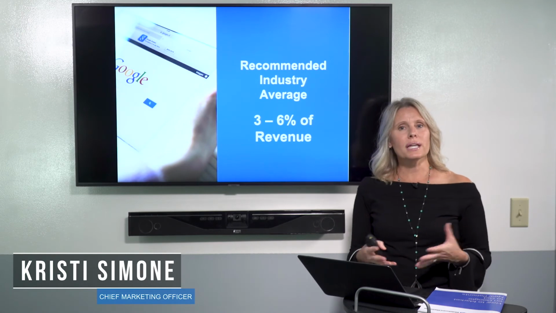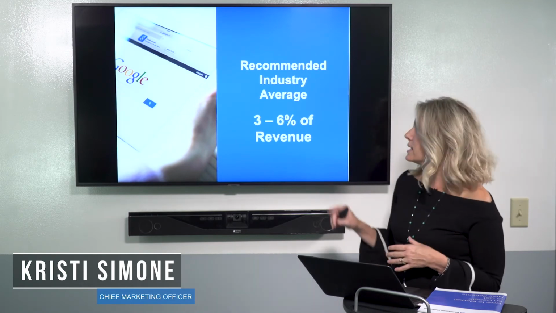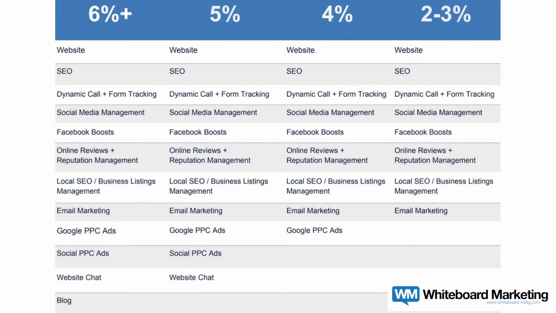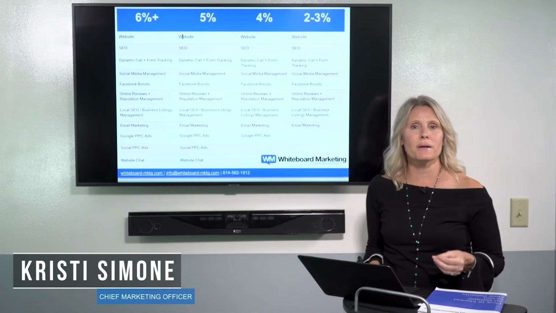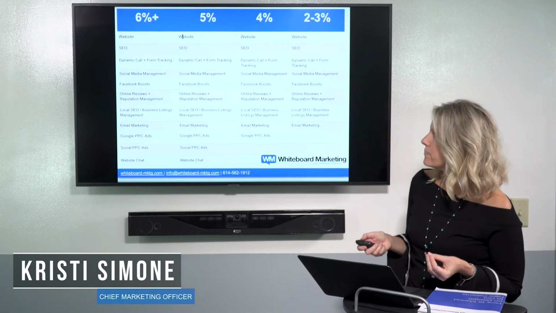One of the questions that we get asked quite frequently is, how much money should I be spending on my marketing strategy? The industry average is about 3 to 6% of your revenue. So how does that break down into what your strategy may look like? This slide really gives you a pretty good schematic of what that is, from 6% all the way down to 2 to 3%. As you'll see, everything is pretty consistent from website all the way down to email marketing. The change, the increase in percentage, really has to do with how much money you're spending on your Google pay-per-click advertising and your social pay-per-click advertising.